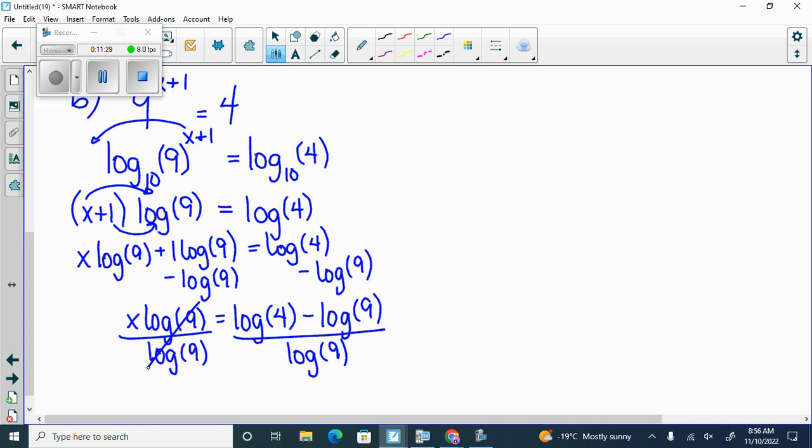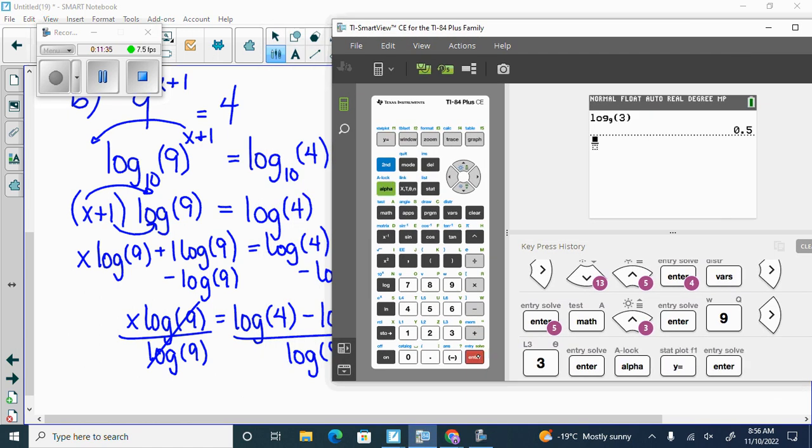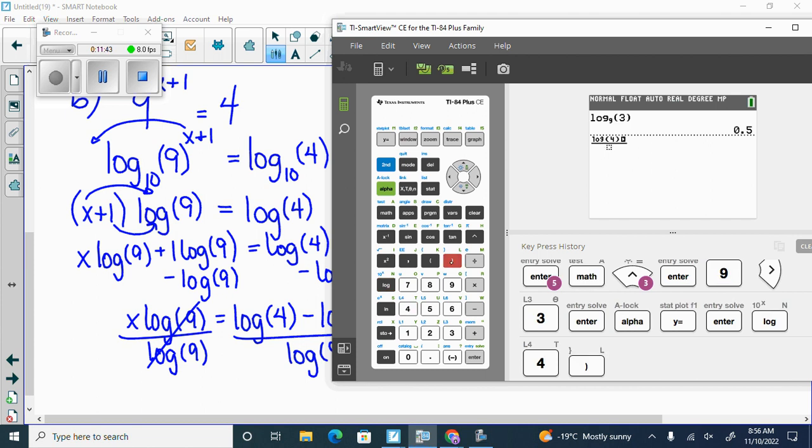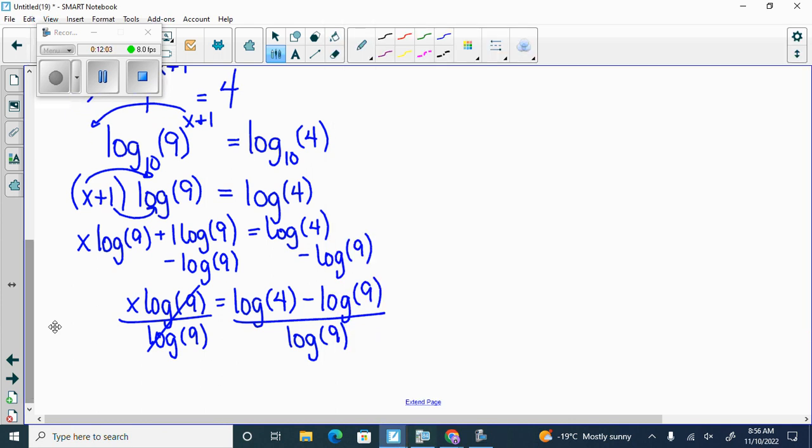Now, you don't need that log button this time because it's base 10, so you can just use the real log button. So we go log 4 minus log 9, divided by log 9. And you're going to get negative 0.36, whatever. If they wanted exact values, we'd have to go through it in a different way, which we're not doing today. So we're just going to do this for today. Negative 0.37.